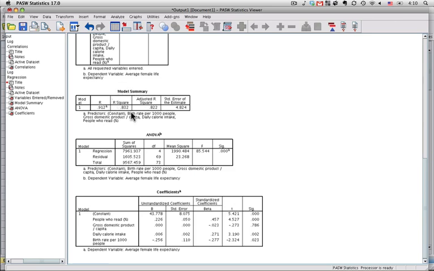This one right here tells me that they are very highly correlated, that these variables predict life expectancy very well. This first one here, the capital R, is called the multiple correlation coefficient because it's looking at the association of all of the variables together. The maximum value is 1, positive or negative. This has a 0.912, which is extremely high.